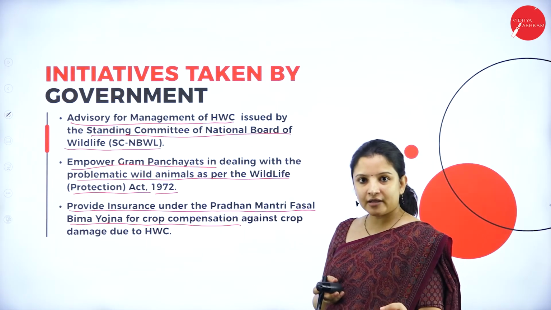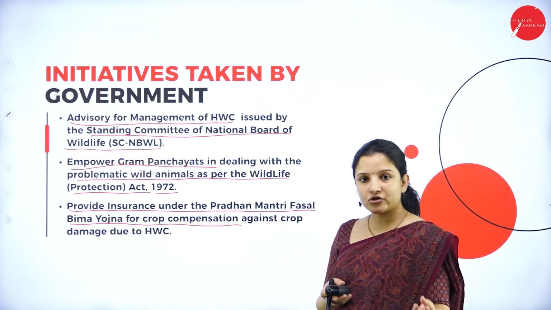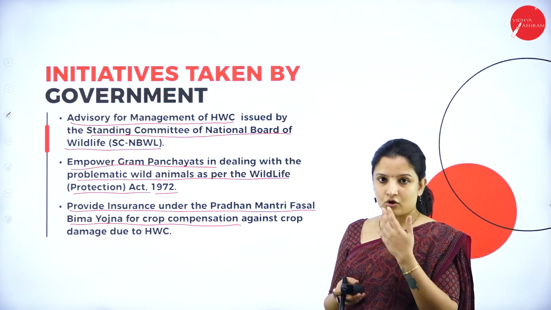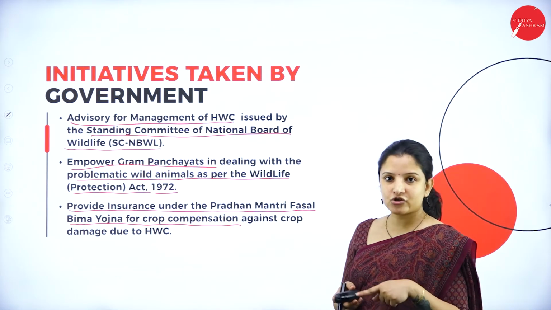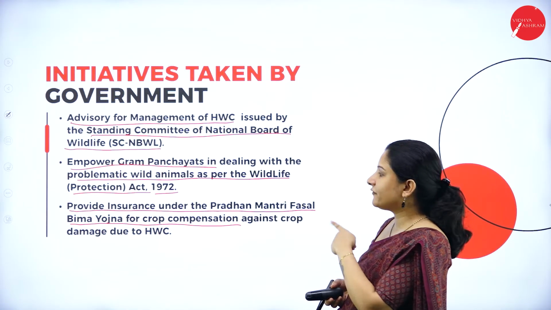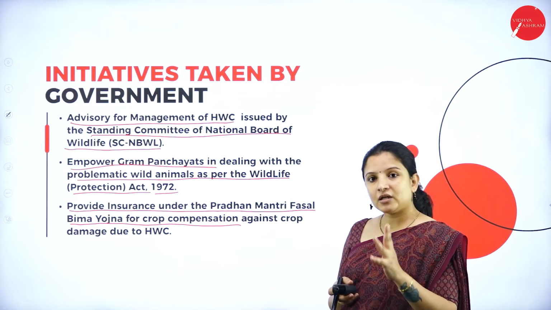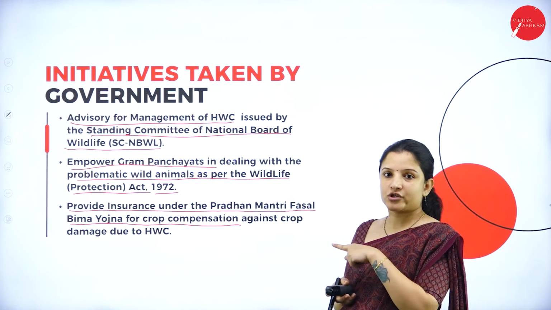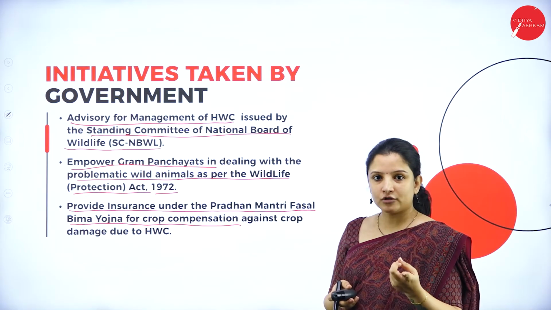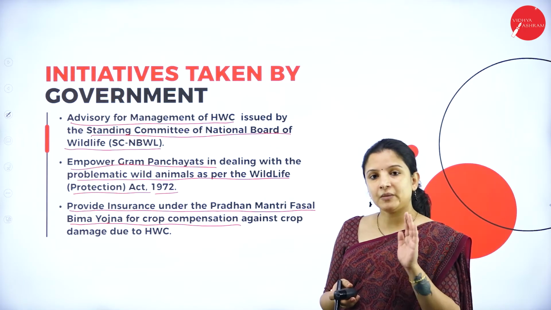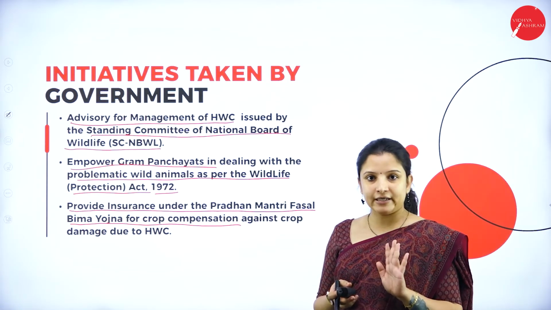So if there is flood, if there is drought, and if there is any insect attack, pathogen attack and all that, and if it causes a loss to the farmers, then the farmers can claim insurance under the Pradhan Mantri Fasal Bima Yojana. In the same way, they should be given insurance under this particular yojana for the damage caused by wildlife also. When insurance is given, people will also be happy. They will not try to kill the particular wildlife.